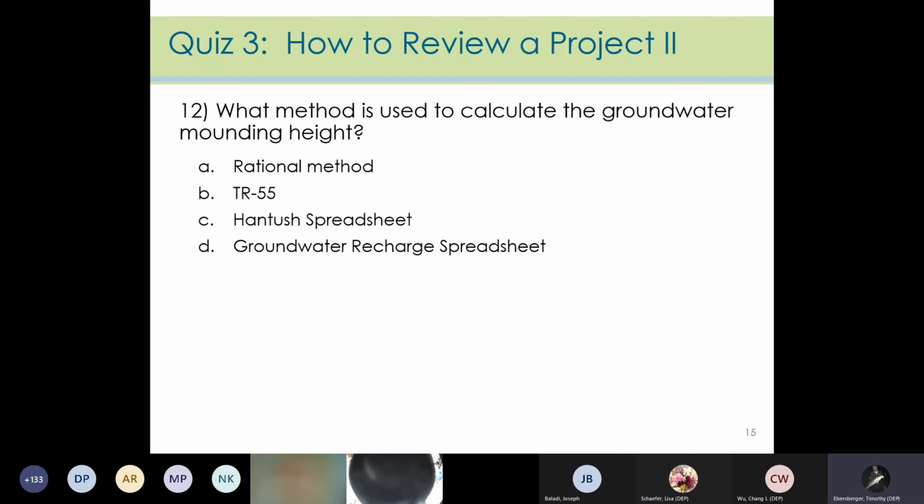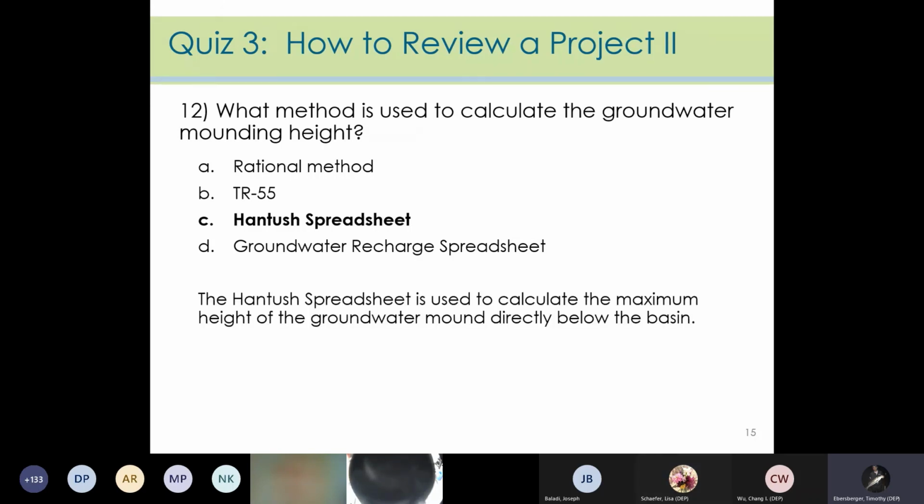What method is used to calculate the groundwater mounding height? The answer to that is C, the Hantush spreadsheet. And that Hantush spreadsheet is used to calculate the maximum height of the groundwater mound directly below the basin. Lisa? 87%. Very good.